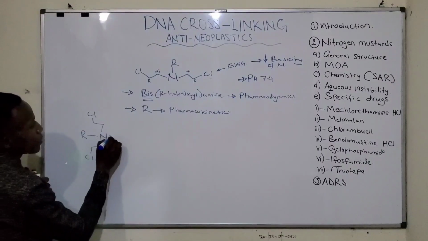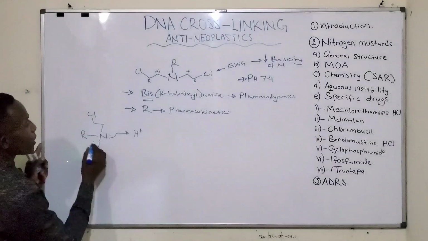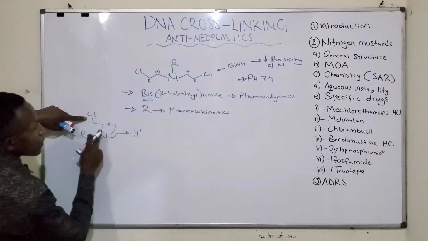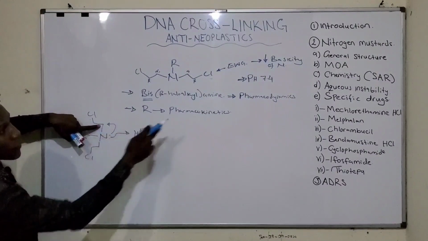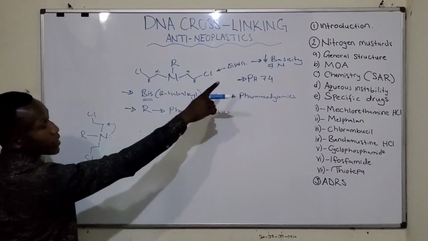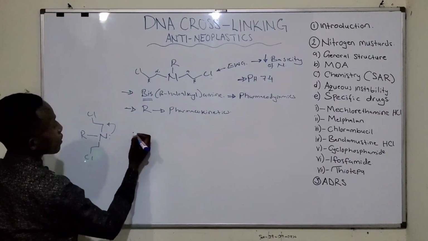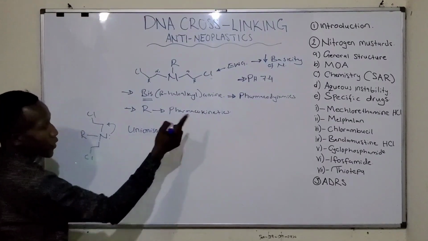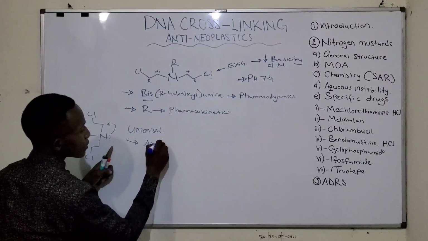Okay, let me put here the R group. We expect this N to attack a proton in case it encounters the proton. But because of the electron withdrawing group, it will attack mostly this carbon, which will be the carbocation, as we have seen in the mechanism of action. So this reduces the basicity of the N, meaning that most of this drug at that pH will be unionized at 7.4.